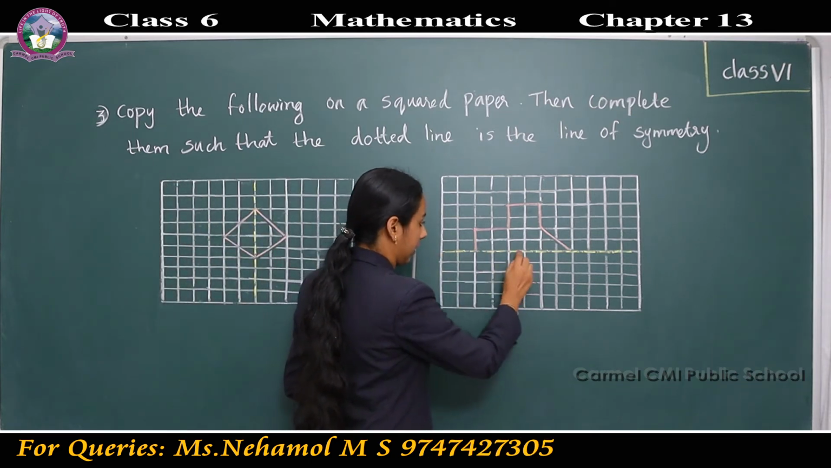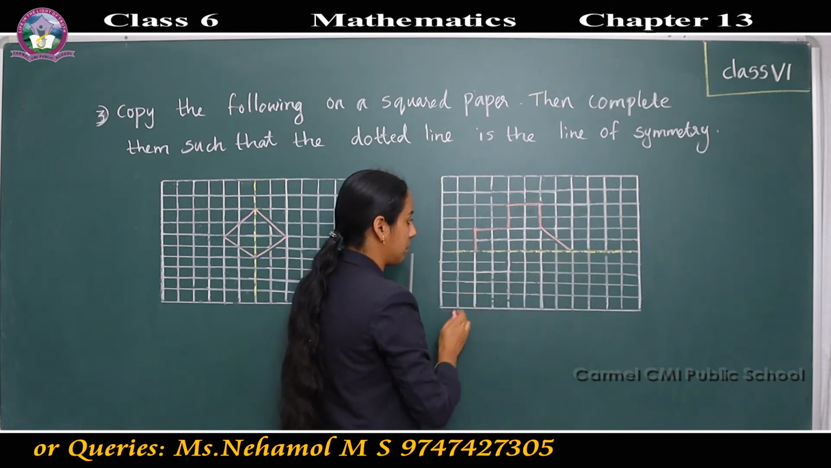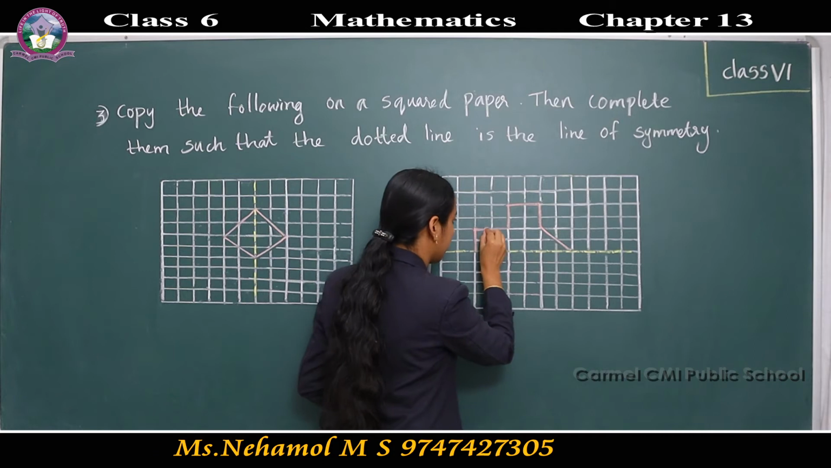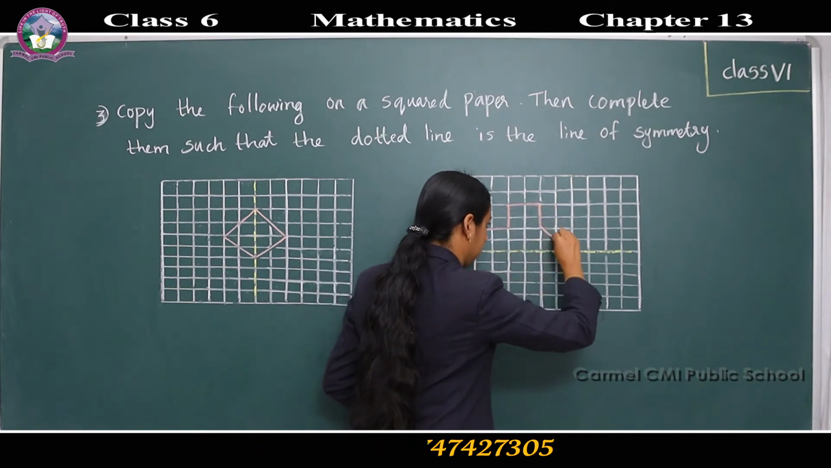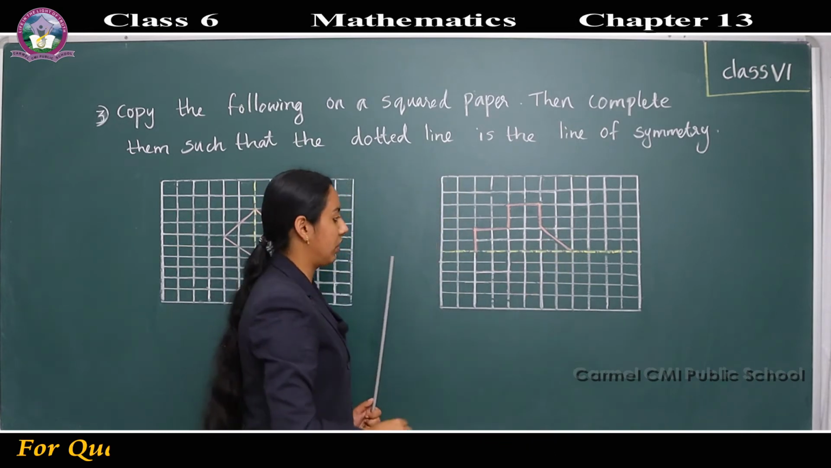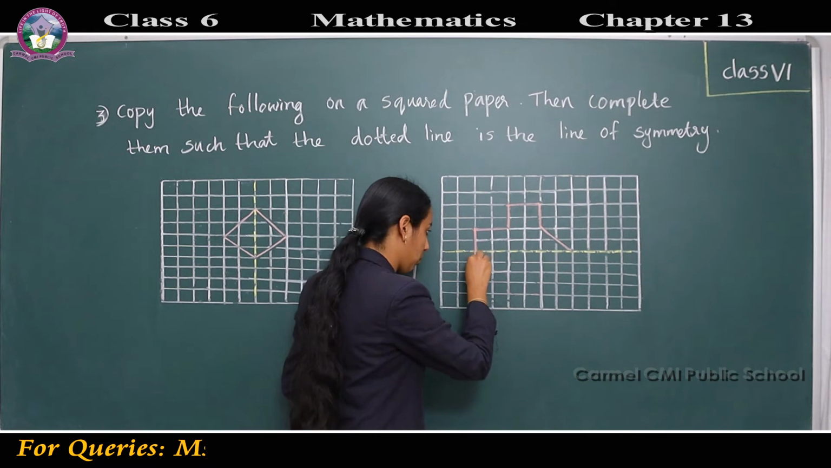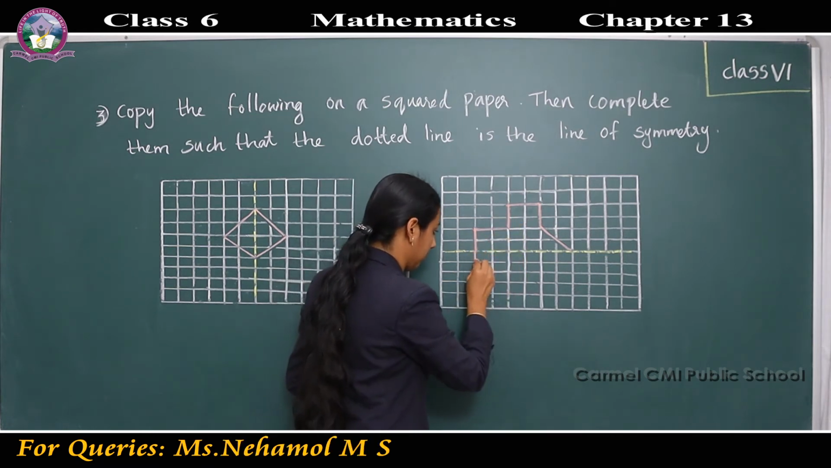Consider the next picture. Here this yellow line is the line of symmetry, and this is the given figure. Then we have to make it symmetric. We have to draw the same portion on the other side of the line of symmetry.